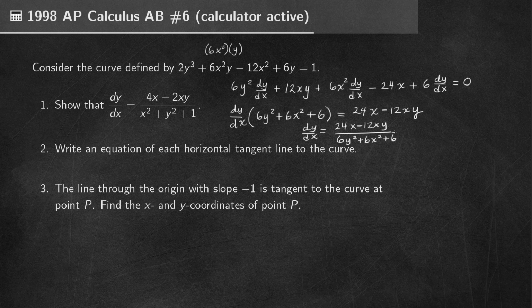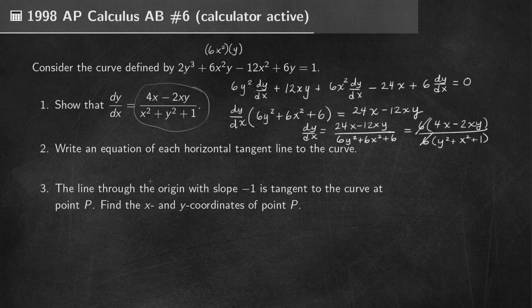Now I can factor a 6 out of the top and a 6 out of the bottom, and then those 6's will cancel out. Factoring a 6 out of the top leaves behind 4x minus, and then taking a 6 out of 12xy just leaves 2xy. On the bottom, factor out a 6, we're left with y squared plus x squared plus 1. Our 6's cancel, and then we have our answer in the form that we were trying to get. So we're trying to show that our derivative was (4x minus 2xy) over (x squared plus y squared plus 1).